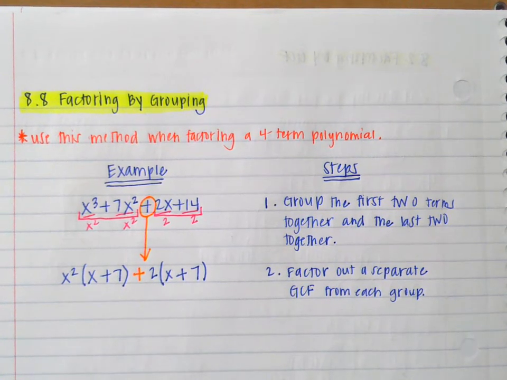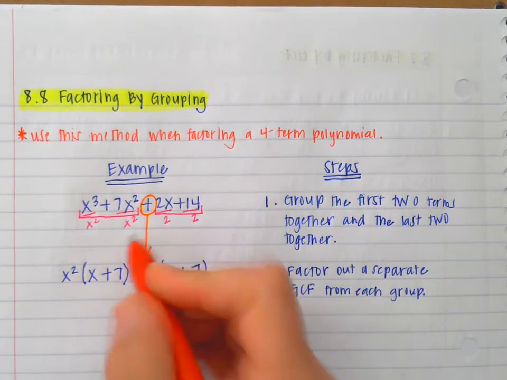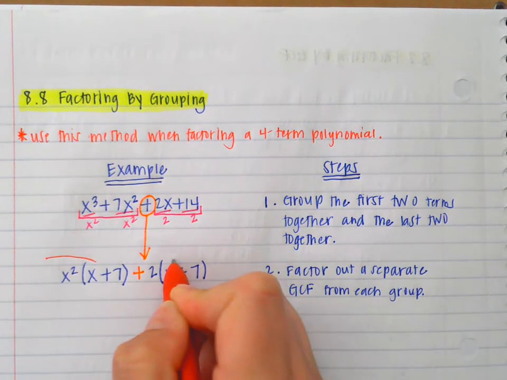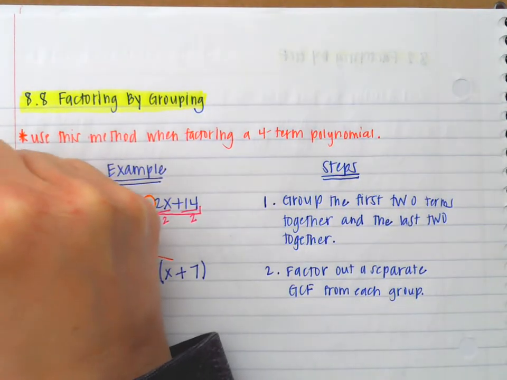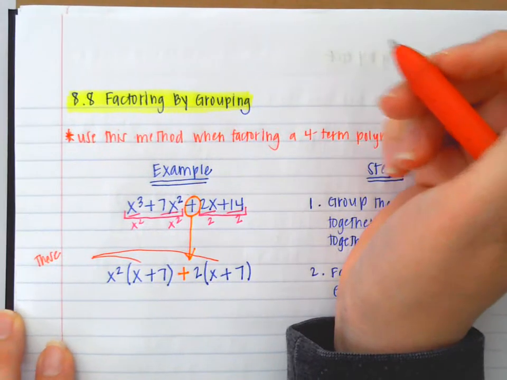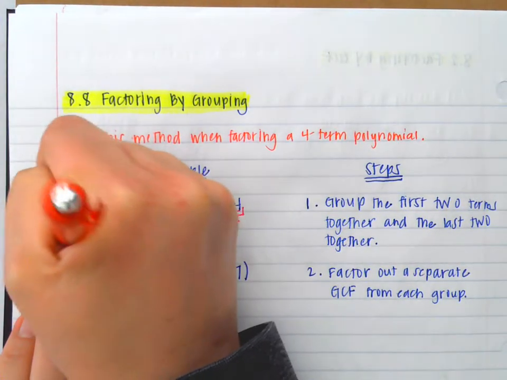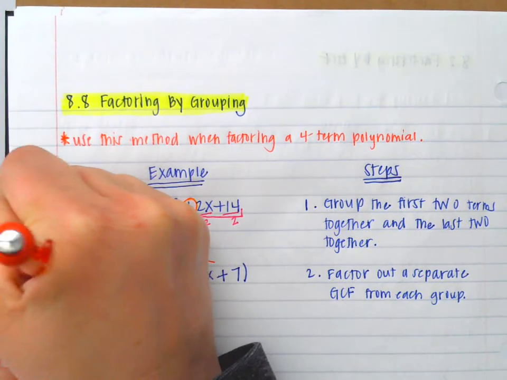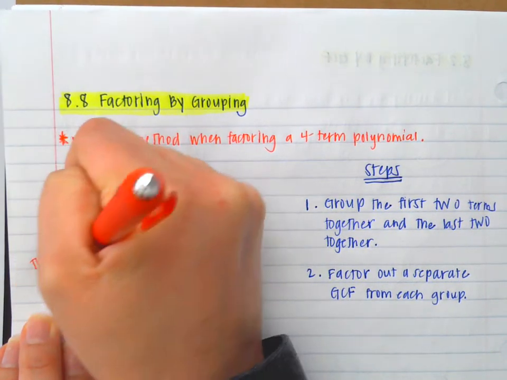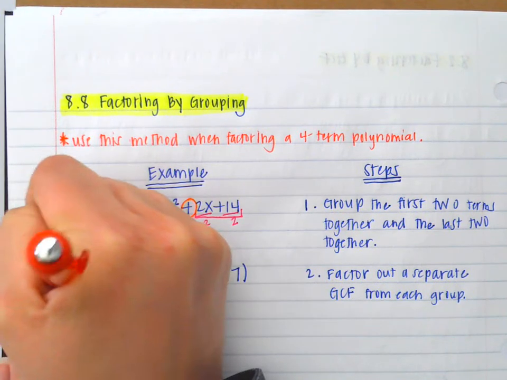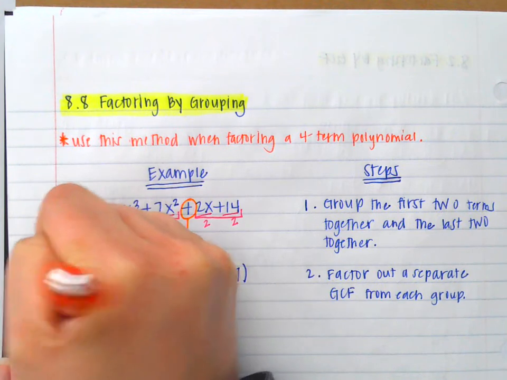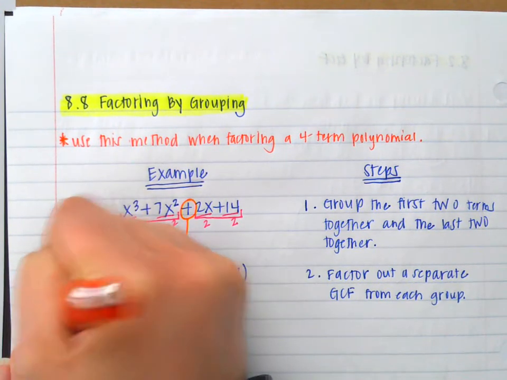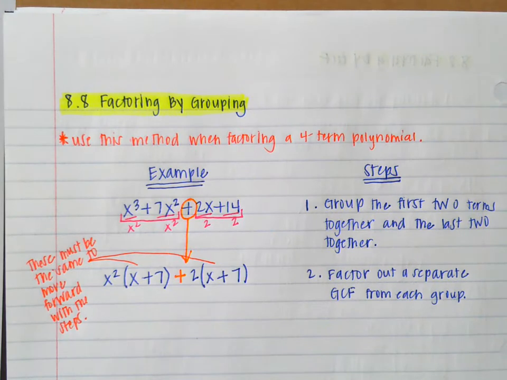So maybe we can write a little note to ourselves to the side. So these must be the same to move forward with the steps. Okay, so that's really, really important for us to be able to move forward with our next step.